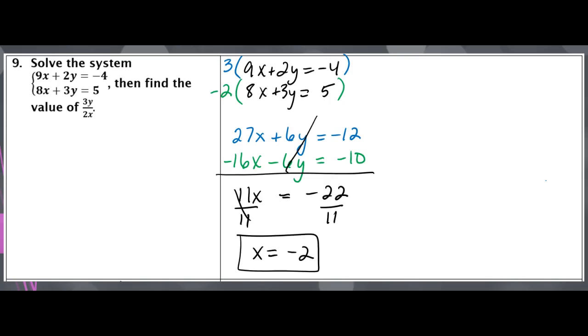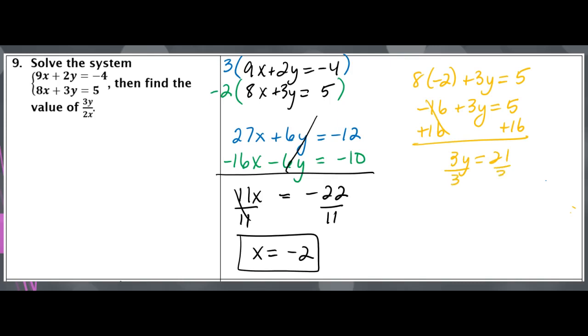Now I need to take that solution and plug it back into either one of my original equations, and that's going to help me figure out what y equals. I'm going to choose to plug this into the bottom equation. So I'm going to say 8 times x, which I now know is -2, plus 3y equals 5. That means -16 plus 3y equals 5. If I add 16 to both sides, I get 3y equals 21, and then divide both sides by 3, and y equals 7. So my solution to this problem is the ordered pair -2, 7.